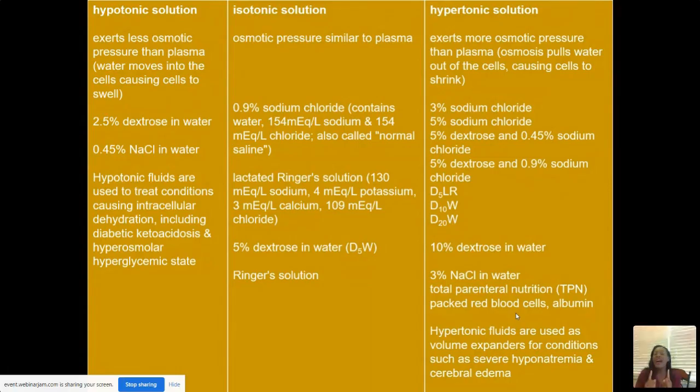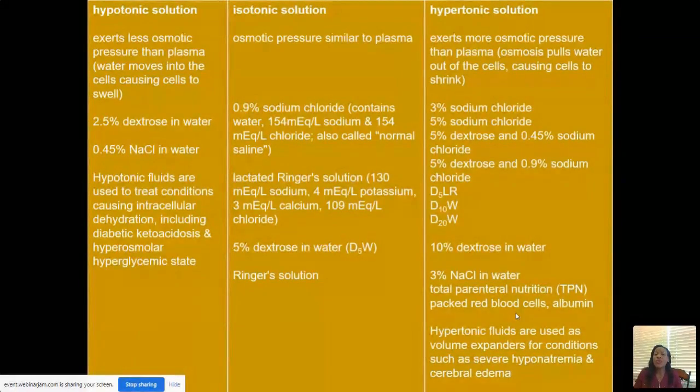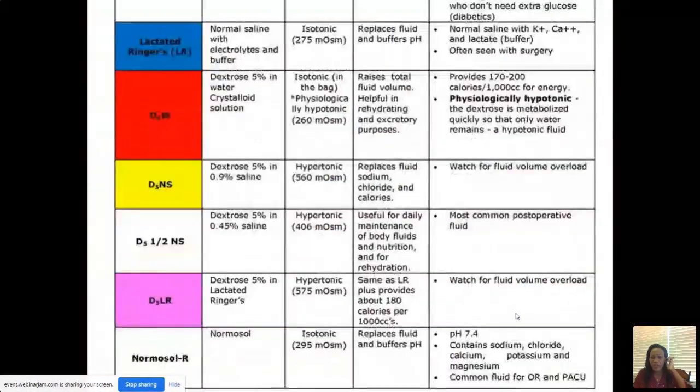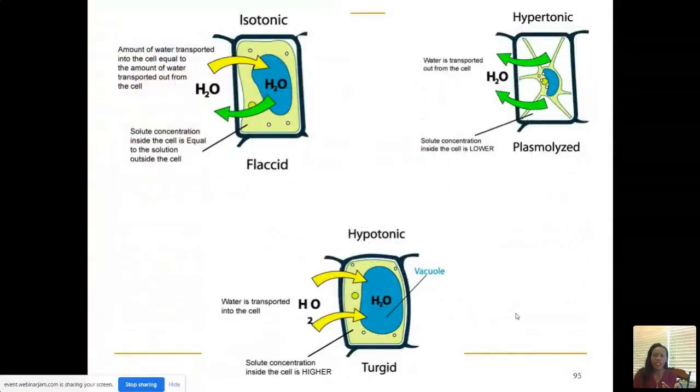Now we have to complicate it just a little bit. Sorry, I always start and then I have to. We need to know who we give what fluid to. Some of you are visual learners. Let me show you something. Those of you who are visual learners, we're going to do this visually.